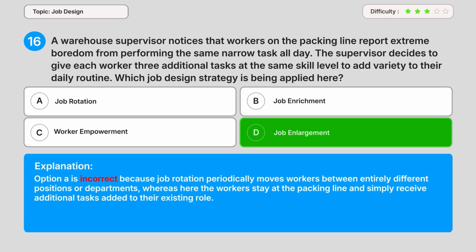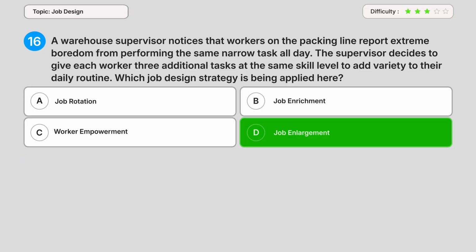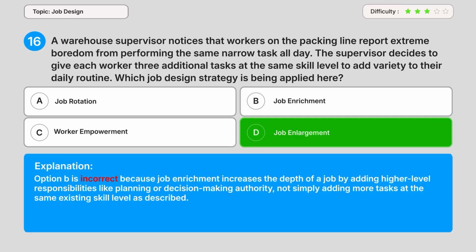Option A is incorrect because job rotation periodically moves workers between entirely different positions or departments, whereas here the workers stay at the packing line and simply receive additional tasks added to their existing role. Option B is incorrect because job enrichment increases the depth of a job by adding higher level responsibilities like planning or decision-making authority, not simply adding more tasks at the same existing skill level as described.